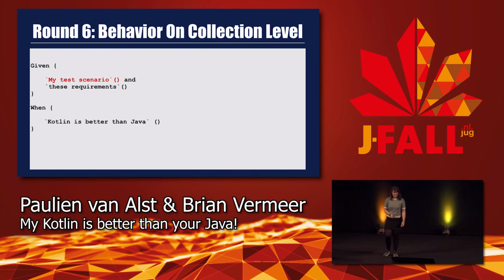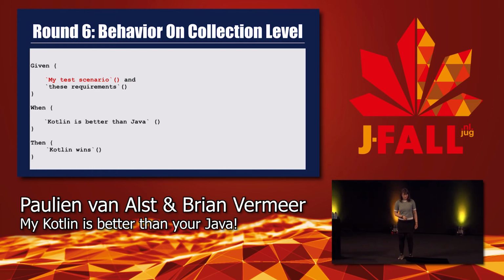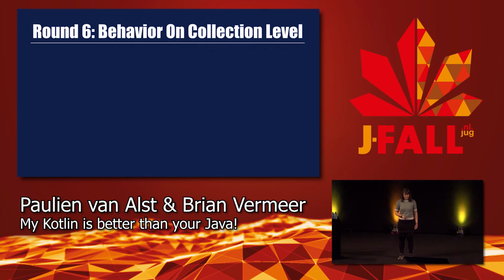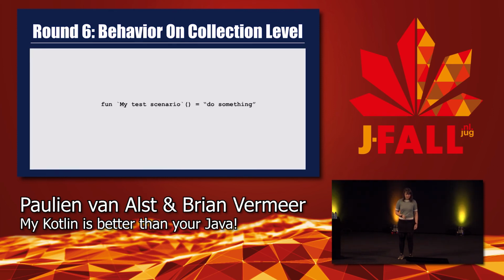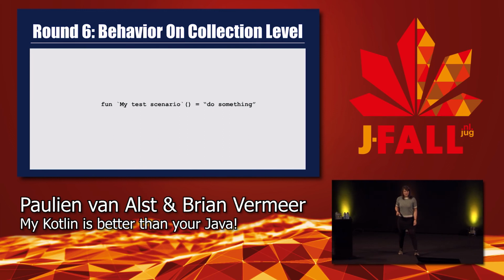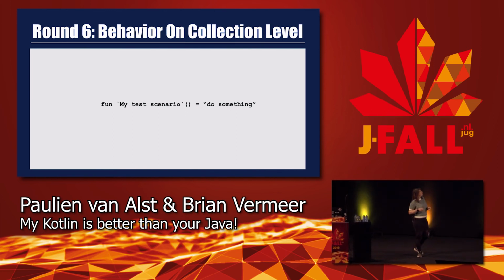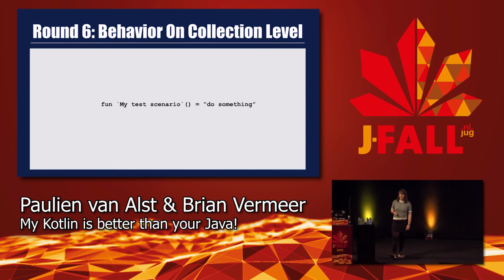So, take for instance my test scenario, which is in red over here. I can just declare it like this. I can just put my method into backticks, and then it will have a human-readable sentence. This is a nice language feature to use in your test code, where it can be very useful, and maybe not so much in your production code, but in test code it's very nice.